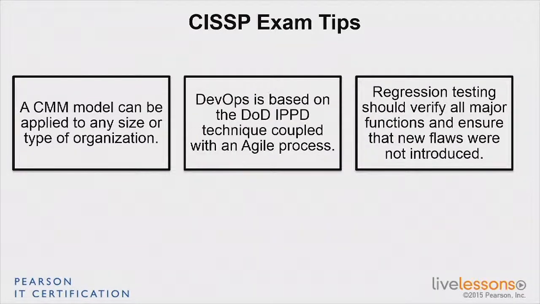So we're going to end this lesson with our CISSP exam tips. The first one is that the CMM model can be applied to any size or any type of organization, and I would suggest that it can be applied to almost any process. DevOps is based on the DoD IPPD technique coupled with an agile process. Regression testing should verify all major functions and ensure that new flaws were not introduced when there were any changes made or updates.